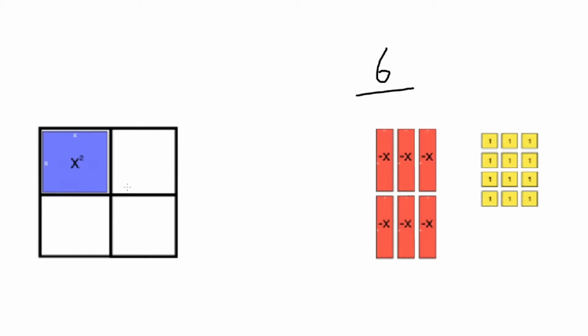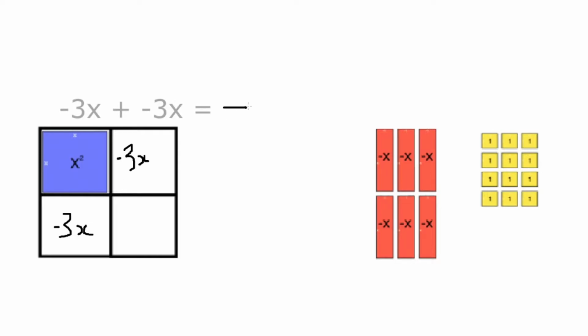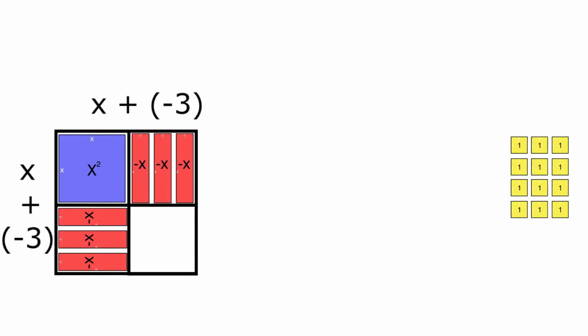So in this case, 3 negative x tiles must be in both these positions, which means that the area of the top right corner and bottom left corner will be negative 3x. And if you add both these corners up, you'll see that the sum is negative 6x, which is exactly what we started with from the beginning. Now we're left with a shape which has a length of x subtract 3 and a width of x subtract 3. However, the shape is still not complete.